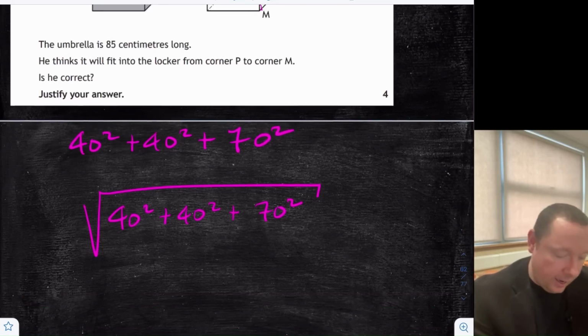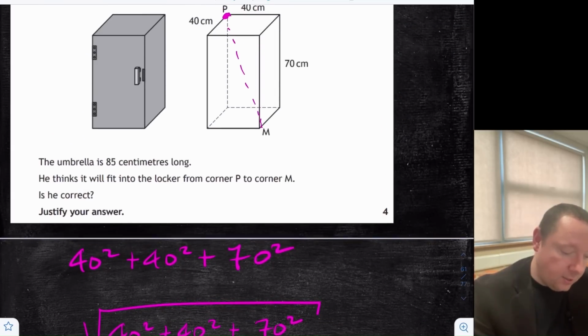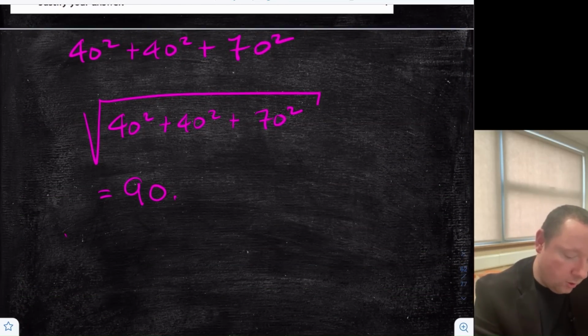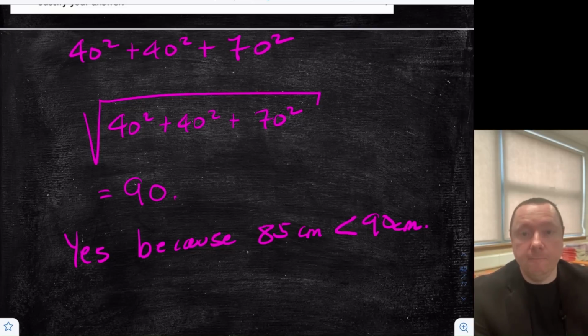If you do that, you get 90. And then just a little statement. His umbrella is 85, we got 90. So yes, because 85 centimetres is less than 90 centimetres. Done.